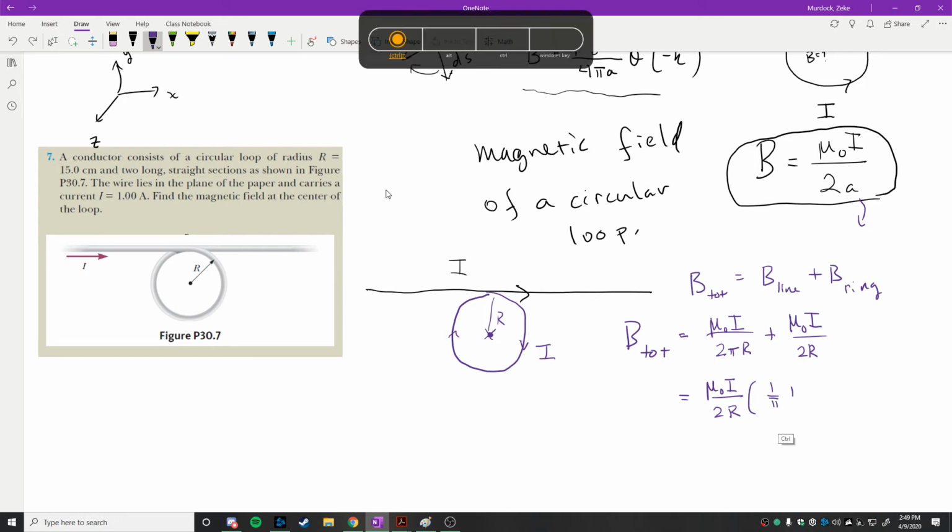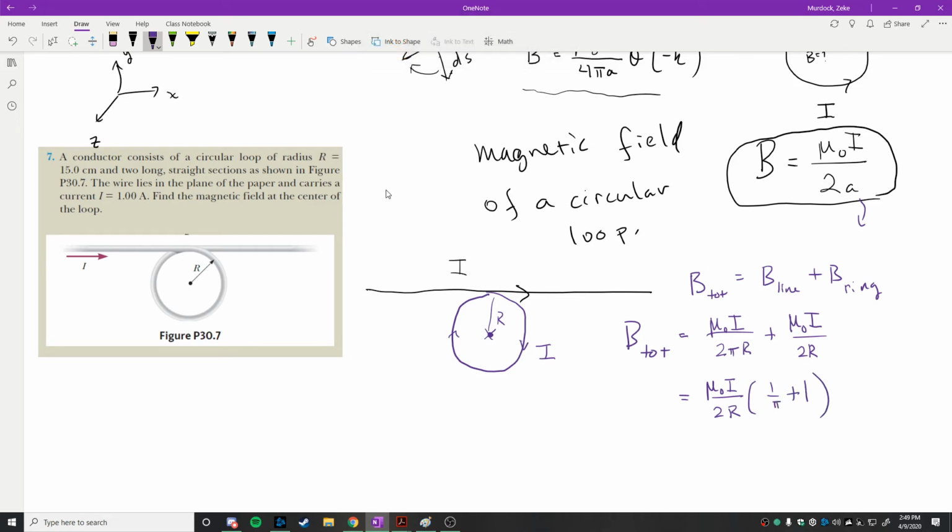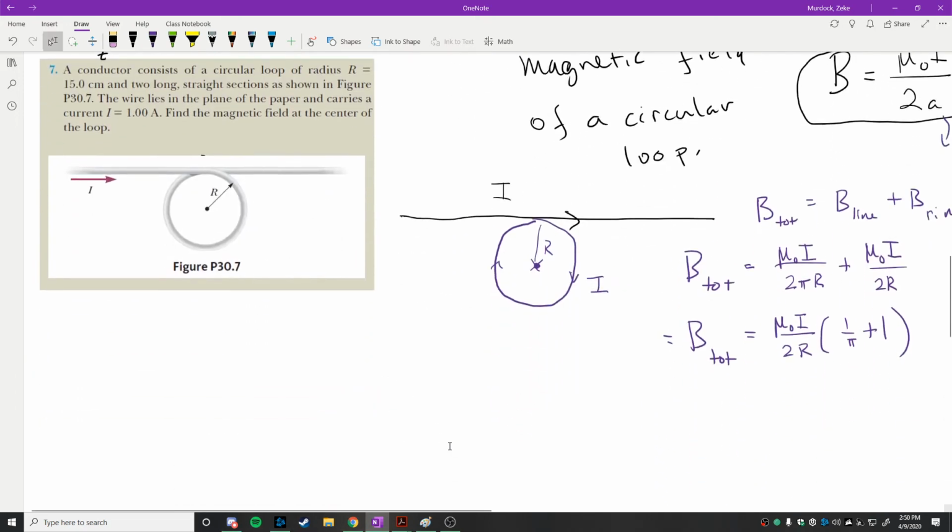Yeah, that's kind of bad. 1 over pi plus 1. Maybe we can calculate what it is too. We've got some numbers here, so let's do that.